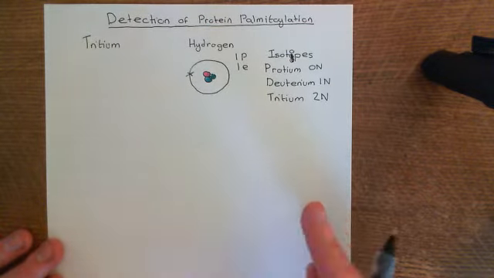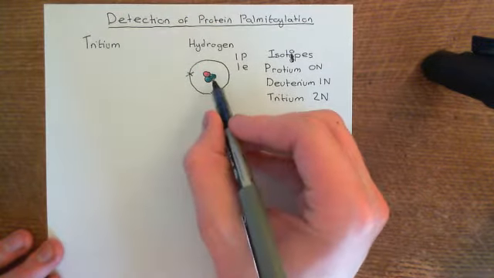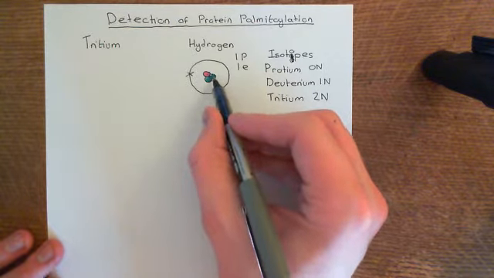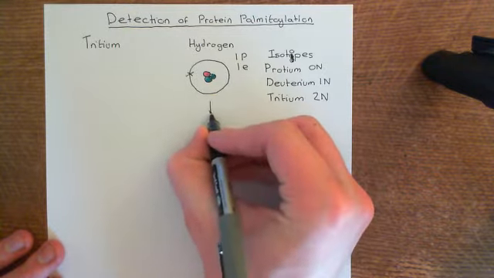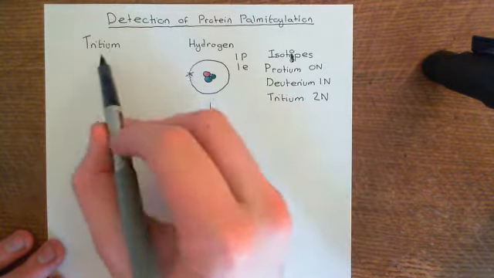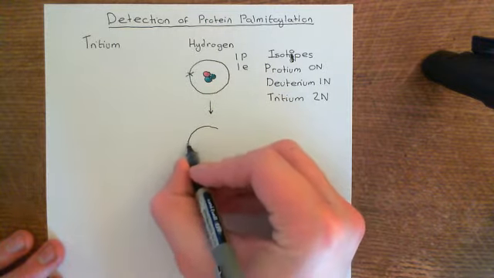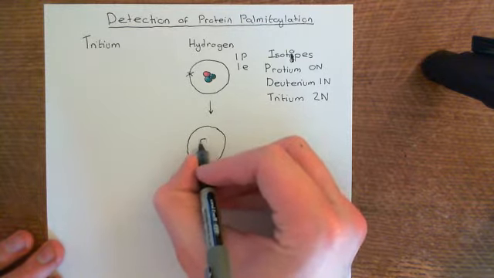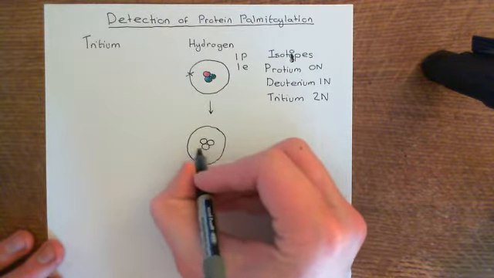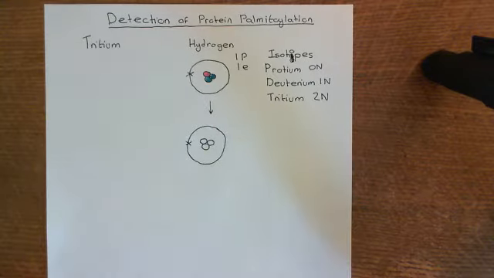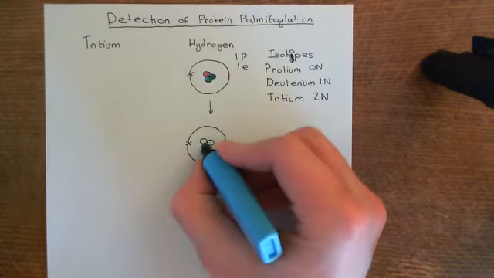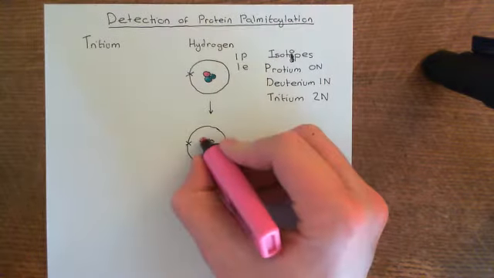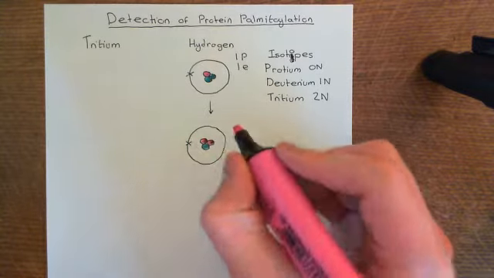The type of reaction that tritium is going to undergo is that one of these neutrons is going to turn into a proton. So the atom is going to go from being a single proton with two neutrons and one electron to being two protons and one neutron, with an electron surrounding it. Here's one neutron, and here are the two protons that we now have. Now this is a different atom.